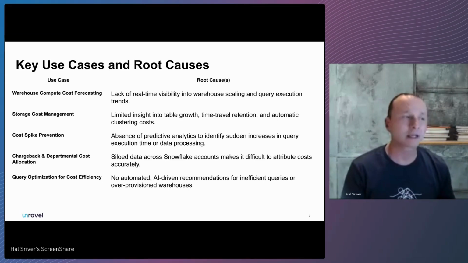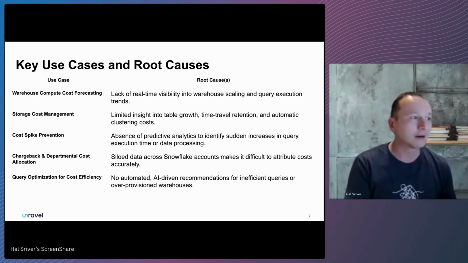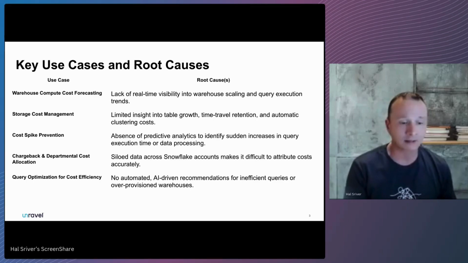typically has limited insights into things like table growth, the time travel retention, automatic clustering costs, and cold tables. When was the last time that a table was accessed? That a query actually accessed the data in that table? Could it be a candidate for a cheaper tier of storage?